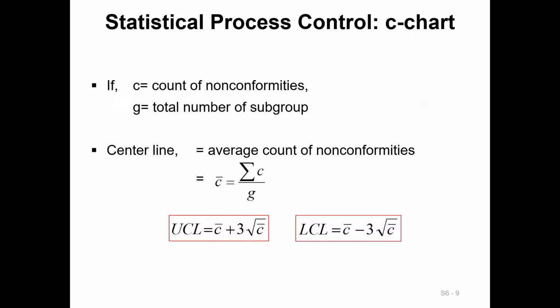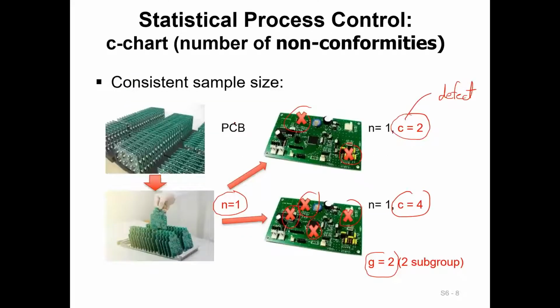You're not required to know the subgroup size. Sorry, you don't need to know the sample size per subgroup. What you need to know is the total number of subgroups, G, and also the count of non-conformity, the defects. There are many terminologies: this is a defect, or we call it count of non-conformity. In that example earlier, there are 2 defects or 2 non-conformities, and then the second PCB has 4 non-conformities.